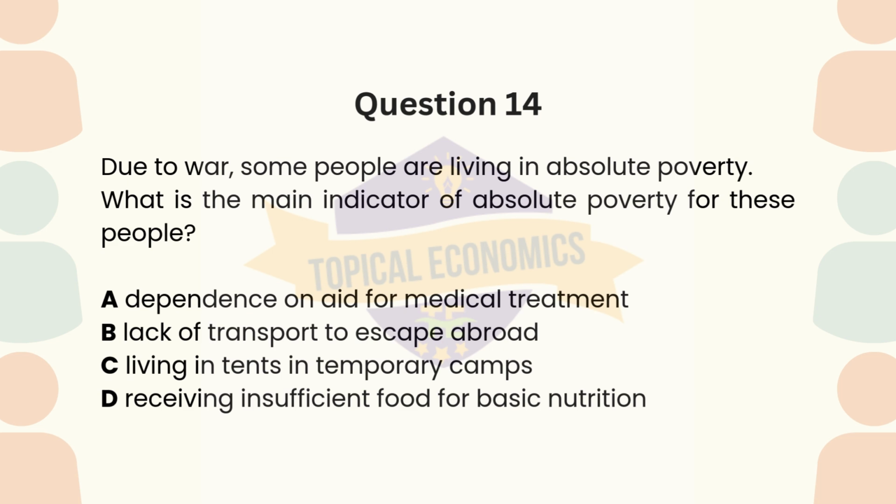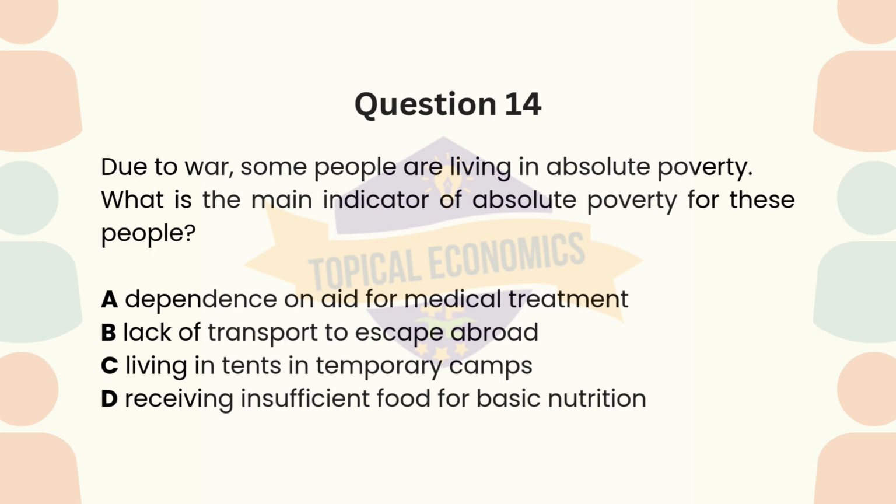Option B, lack of transport to escape abroad. Now again, this option pertains more to the ability to flee dangerous situations than to the direct conditions of poverty, making it less relevant to absolute poverty. So again, this is incorrect. Option C, living in tents in temporary camps. So while living in temporary camps can increase instability, it does not directly indicate absolute poverty unless accompanied by insufficient food or other basic needs.